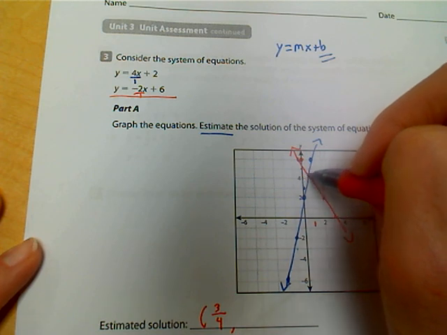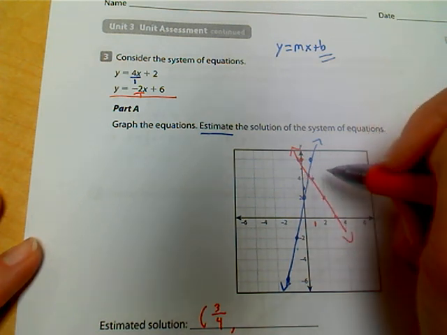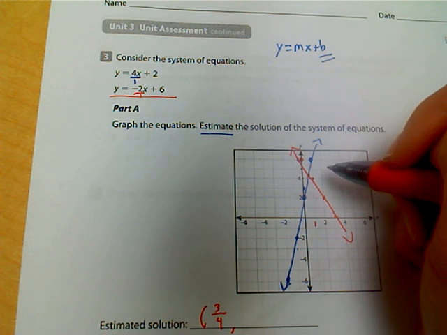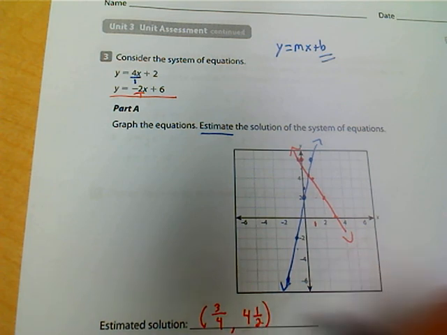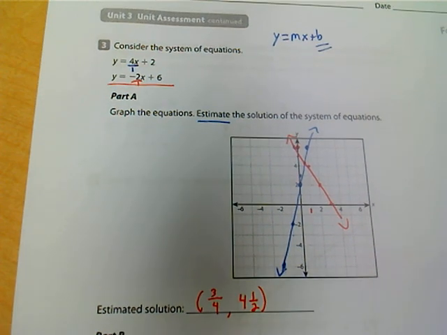Now my y is a little bit above 4. Could be 4.5. So I'm going to go with 4.5. That's my estimated spot. So if you got something else that was close to this, then you're right along. We just have to be close.